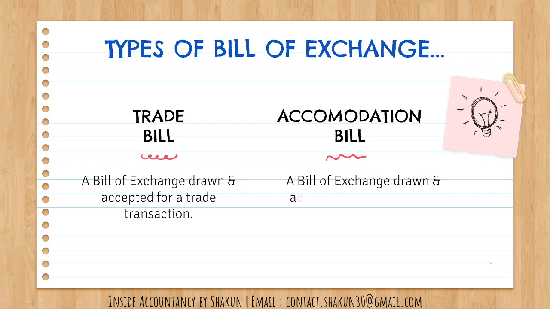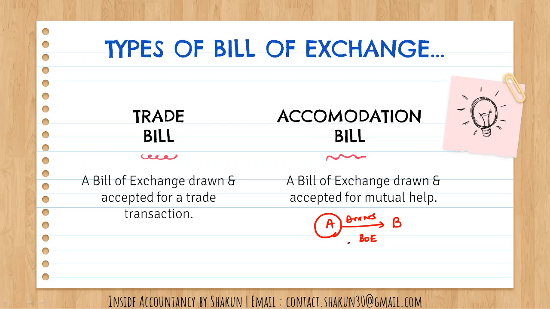Now, what are accommodation bills? Accommodation bills is a bill of exchange which is drawn and accepted for mutual help. This is not in your syllabus, but I'll still explain a little bit of it. Let's say A and B are two friends. A is in need of funds. A has not sold any goods to B, but A is in need of funds. So what A does is he draws a bill of exchange on B.